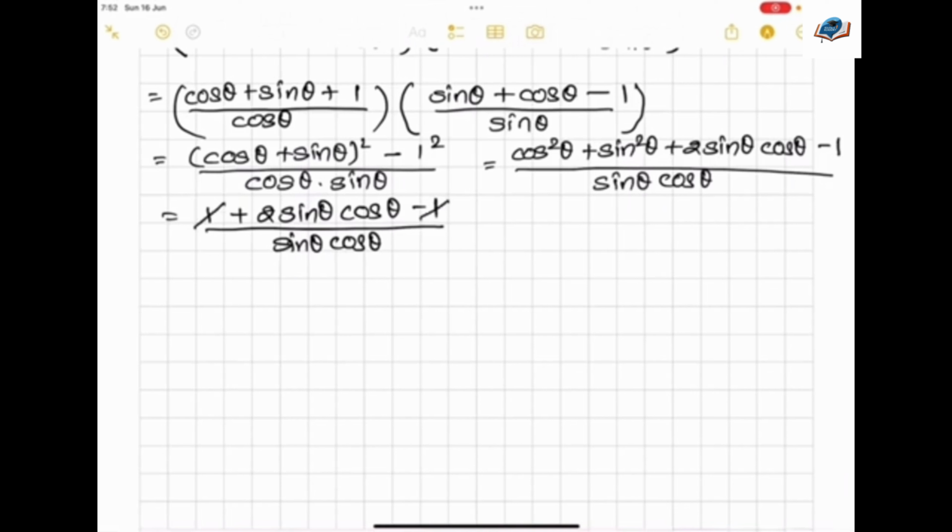My final answer will be 2 sin theta cos theta upon sin theta cos theta. And in the numerator and denominator, sin theta and cos theta will get cancelled. So the final answer will be 2.